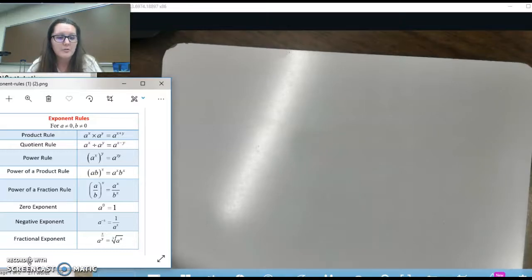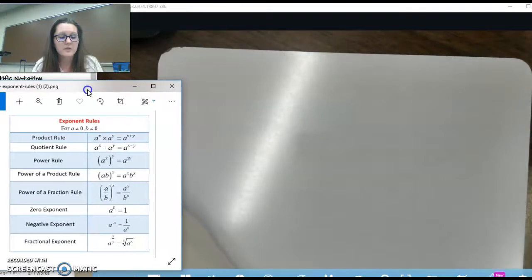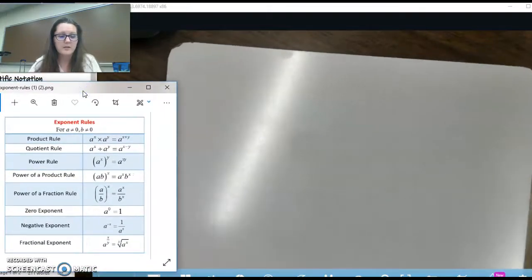Today we're going to start our first notes and cover exponent rules. I know we don't have a whole lot of time to do get-to-know-you things, but we're going to jump right in with exponent rules. You can see our exponent rules properties here, and I'm going to leave them up there while we're taking notes.